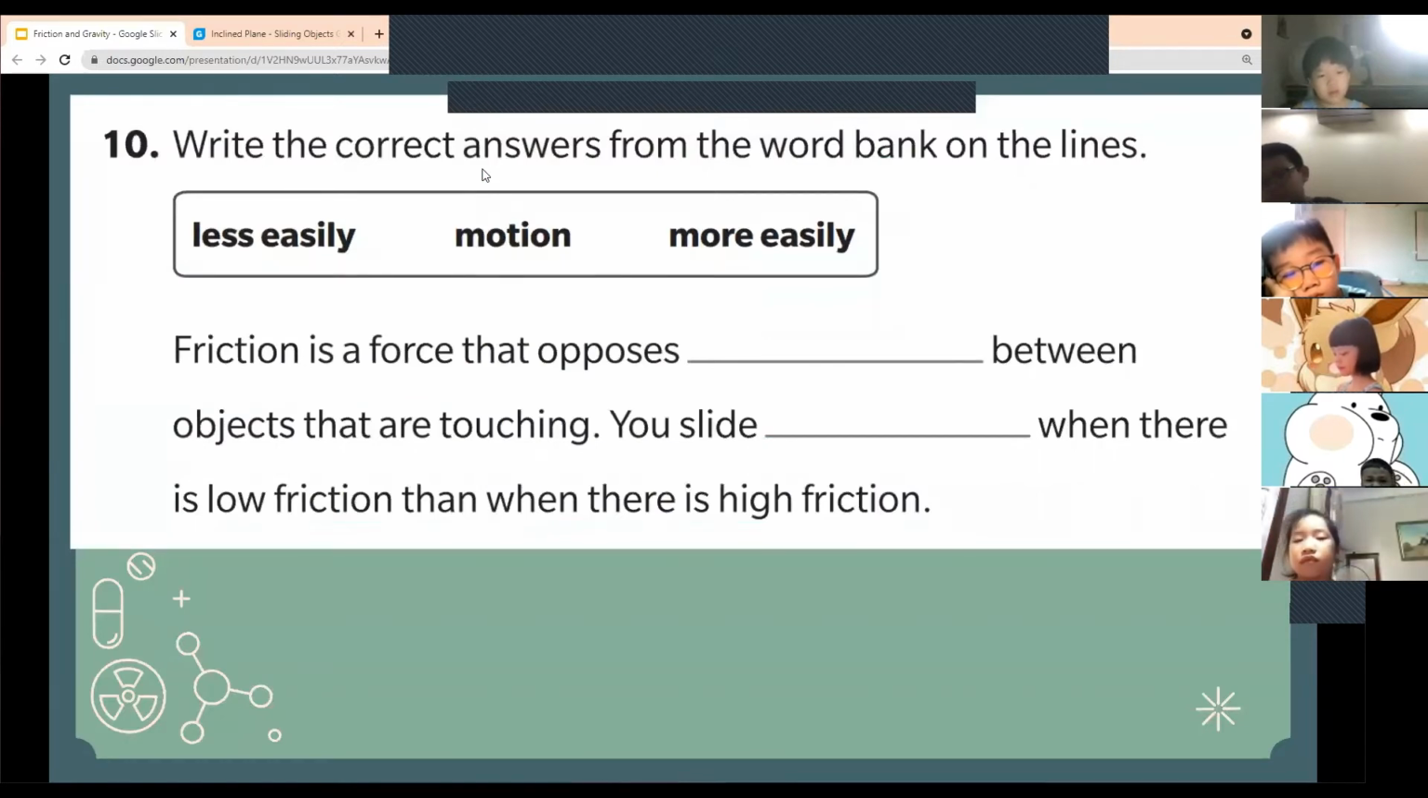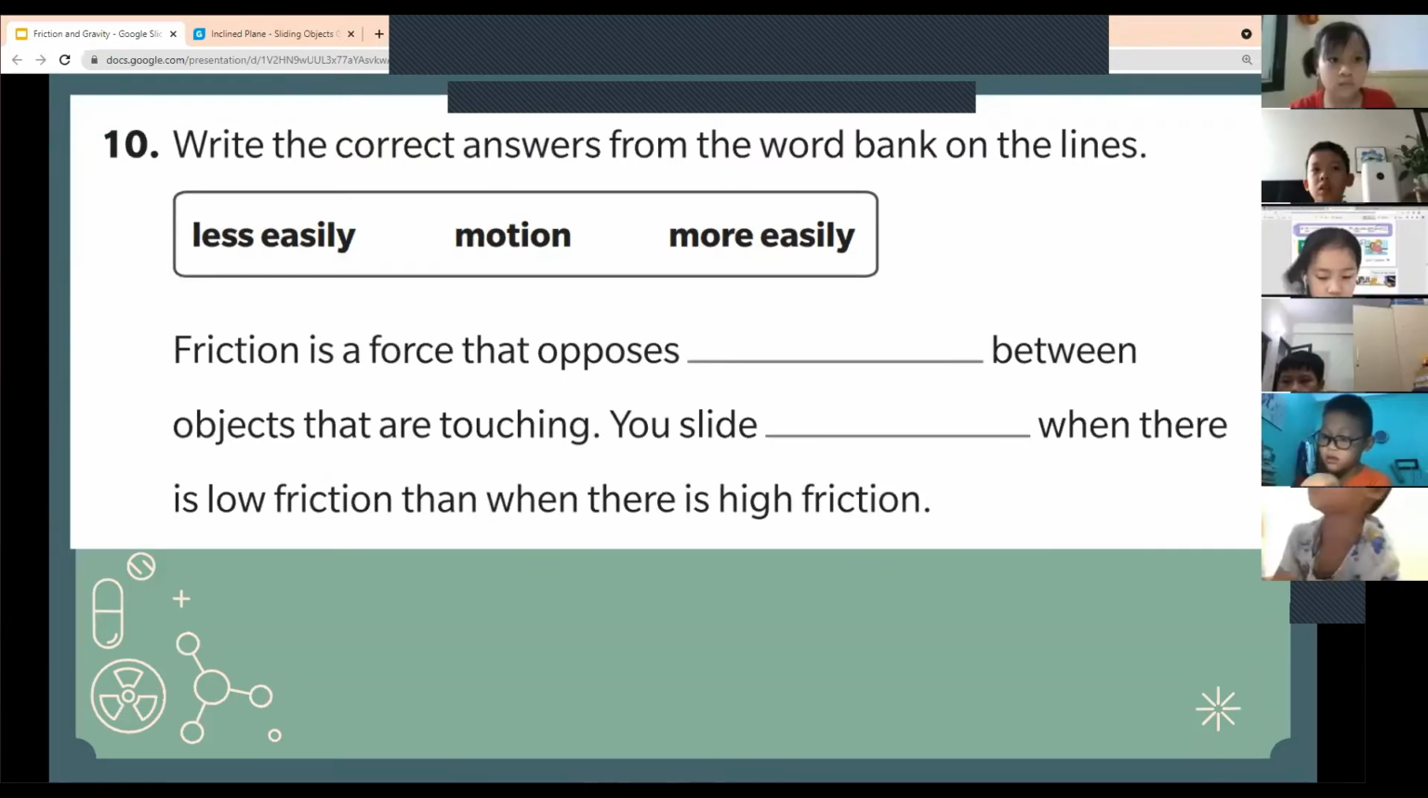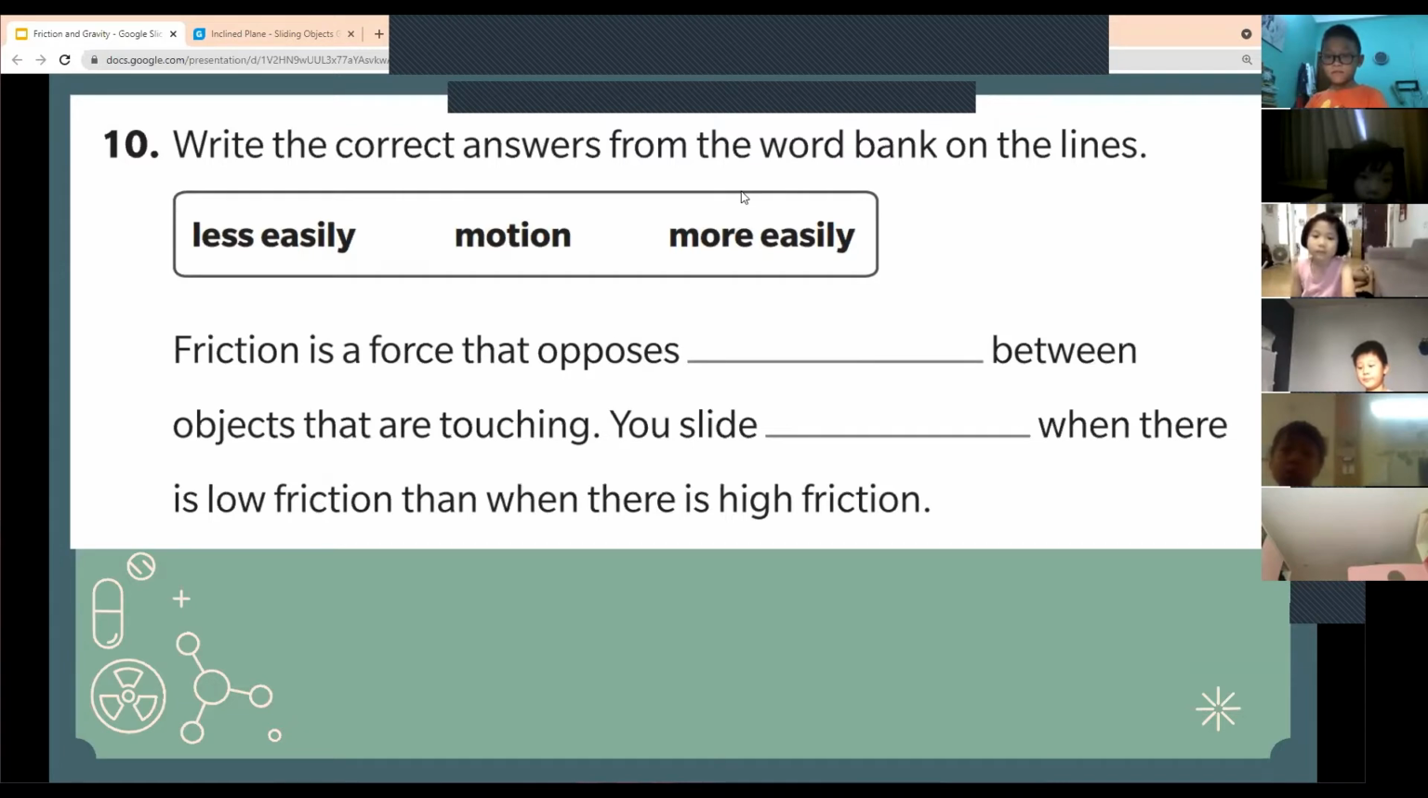Let me clear the drawings real quick. Okay, let's finish number 10 on that page. Write the correct answers from the word bank on the lines. Okay, I'm gonna have someone read the first sentence. Fill in the blank as you read. Let's see who knows it. Let's have Blue Moon.